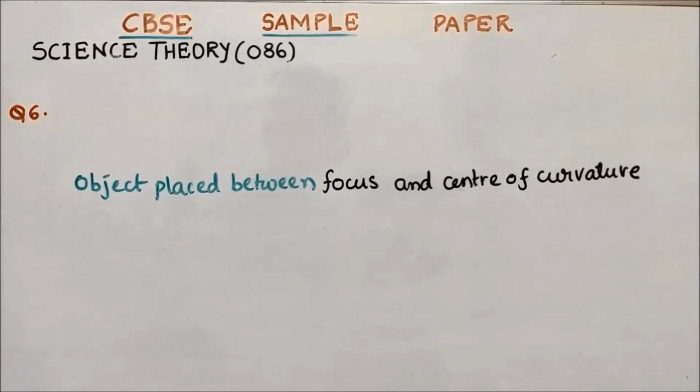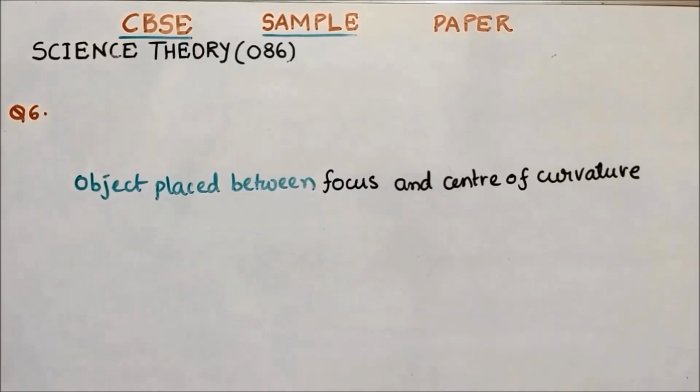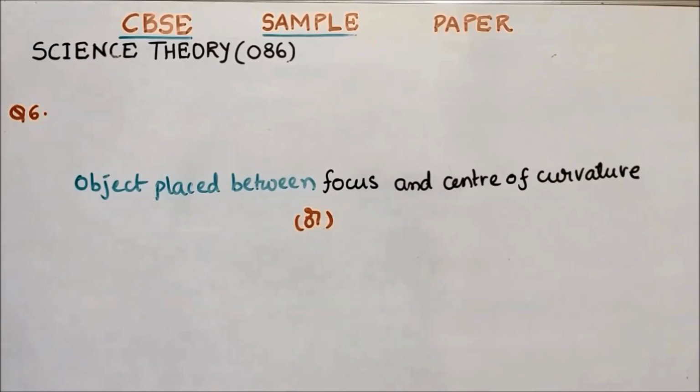So there is an OR question for question number 6. The OR question is: name the part of the lens through which a ray of light passes without suffering any deviation. So, through which part of the lens, when a ray of light passes, does it not undergo bending or refraction? So, this is the OR part of the question.